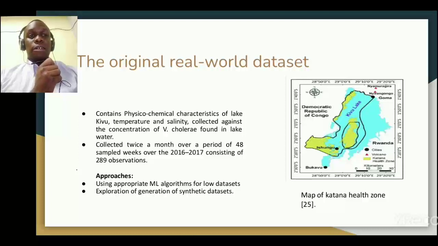So we chose data that is closer to home. Since we are basing our research on African settings, the more robust data that exists was from this study carried out in Katana Health Zone. The data was collected twice a month over a period of 48 sample weeks over 2016 to 2017, consisting of 289 observations. We will notice that this is not sufficient data in terms of volume and size. We need a large data set, and the approaches to this would be using appropriate machine learning algorithms for low data sets, and also exploration of generation of synthetic data sets.